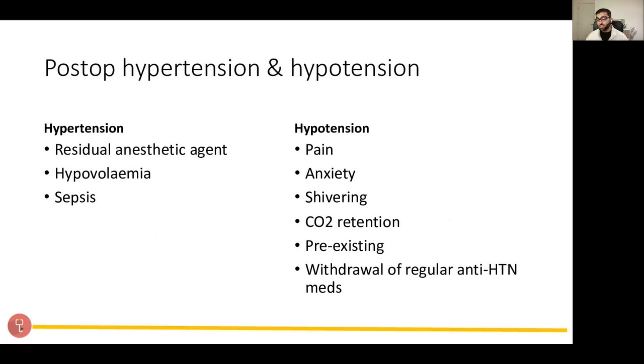Patients who have pre-existing hypertension who've had their medications paused or stopped, even though we said that they're not meant to be paused or stopped before, can experience rebound hypertension as well.